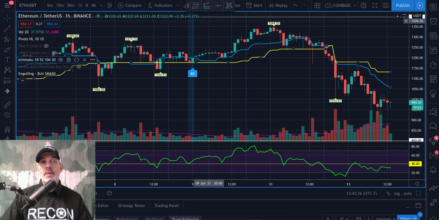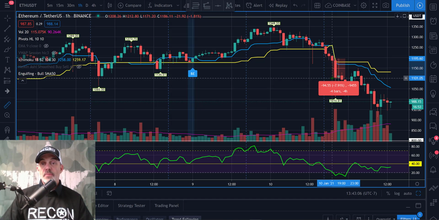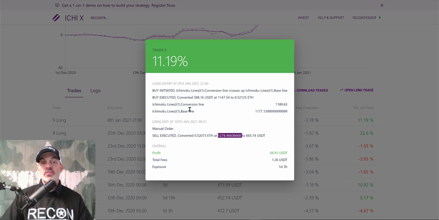And so I manually closed my position at $1,278, and in doing so I was able to capture an 11% win rather than something like an 8% loss. So that was a pretty good swing in my favor. And so I clearly took advantage of the possibility of placing a manual order.